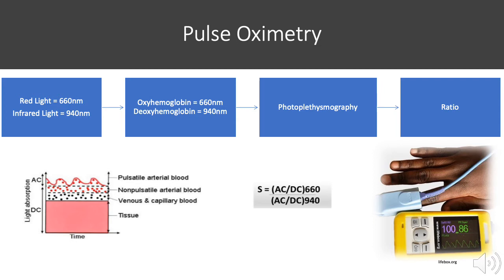Through a process called photoplethysmography, arterial blood flow is detected by its pulsatile flow. Pulsatile flow generates an alternating current, designated AC. Non-pulsatile flow in the tissues is canceled out. Non-pulsatile sources include venous blood and tissues. The pulse oximeter then calculates a ratio of oxyhemoglobin to deoxyhemoglobin in arterial blood only. This ratio is then displayed as a percentage on the pulse oximeter screen.